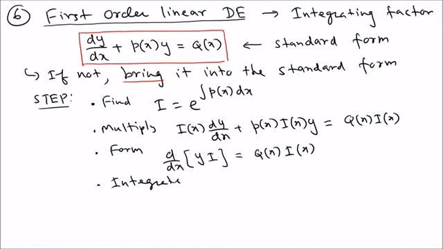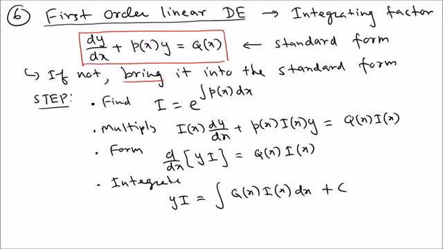And once we integrate, what's going to happen? You get the yI term on this side. This is just the integral of Q(x) I(x). So you can see this is a function of x. It may or may not be able to integrate. If you cannot, we leave it with the integral sign and dx, and we add the plus c.